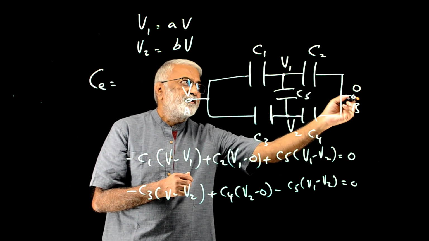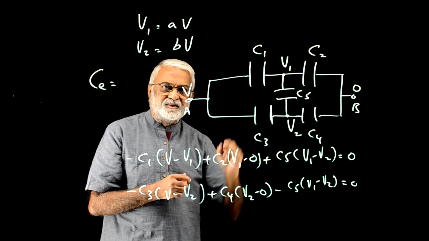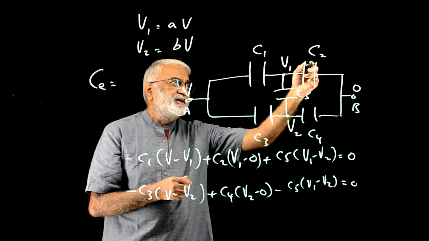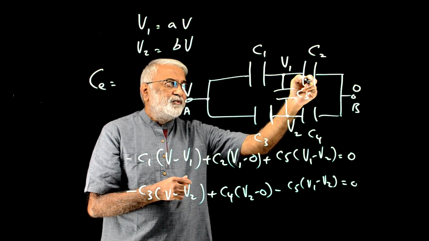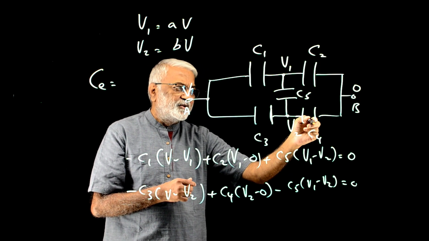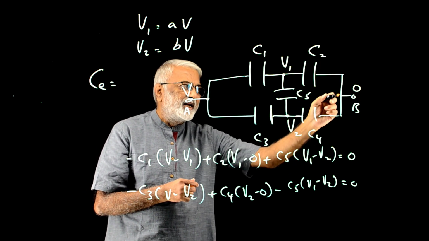The charge that comes off through B will come from this conductor and this conductor. So you can go to that conductor. For example, the charge on this is minus C2V1, so charge C2V1 has left this. And this is minus C4V2, that is, C4V2 has left this.